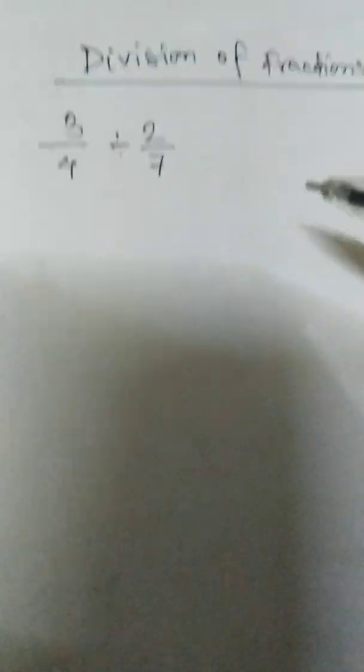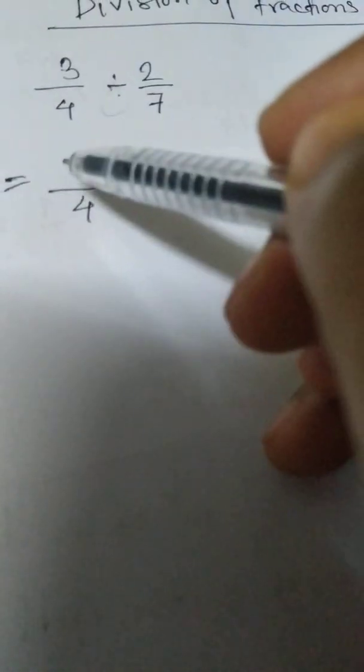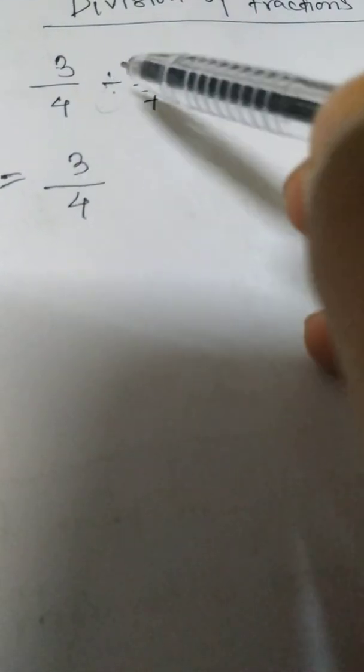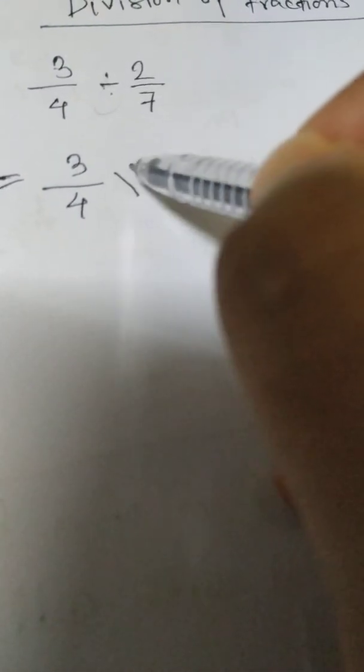So how to divide these fractions? Very simple. What we need to do is just convert the division sign into a multiplication sign. How can we do it? We'll write the first fraction as it is, 3 by 4. Then instead of writing divide, we will put multiply.